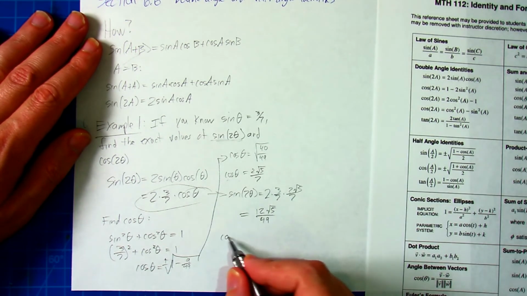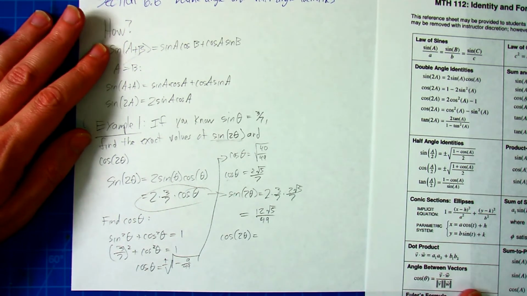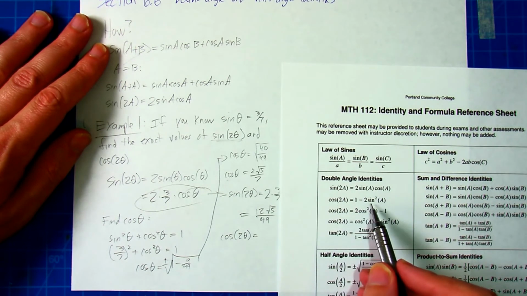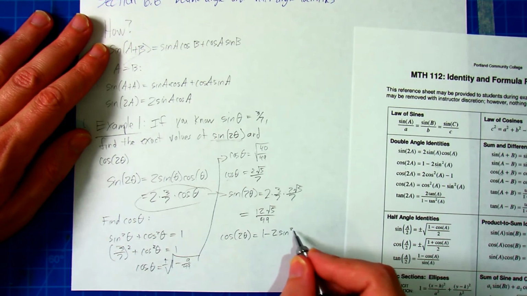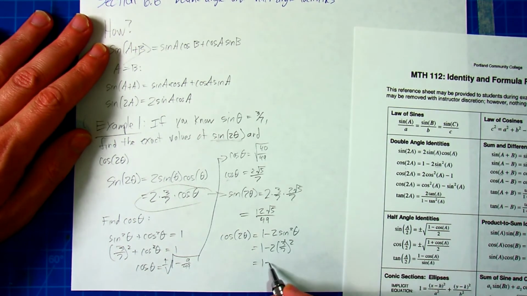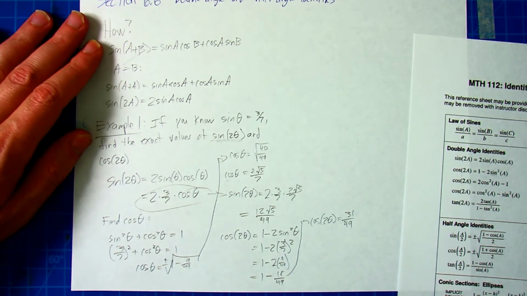Same thing for cosine 2 theta. Just start with the formula. Which formula are you going to use? Well, whichever of these you have the information for. This one just requires us to know the sine of theta, so let's just start with that one. So just put in sine of theta was 3/7, and that's it. You are done.